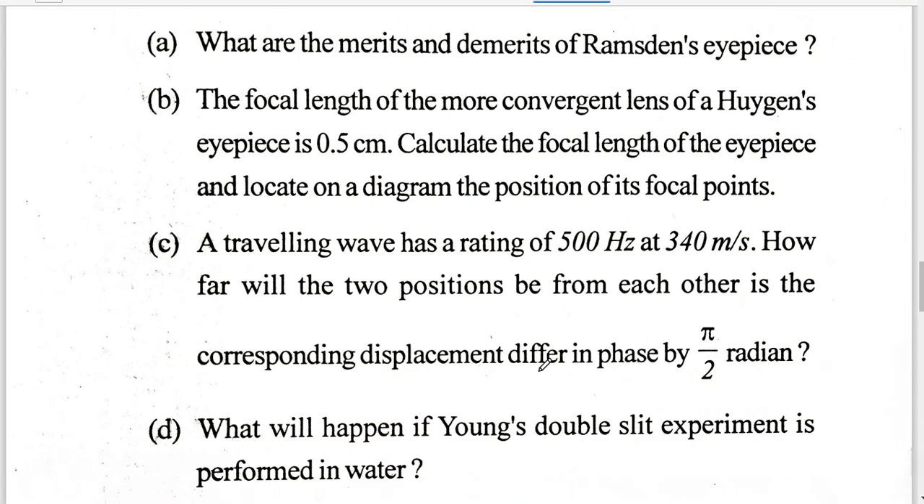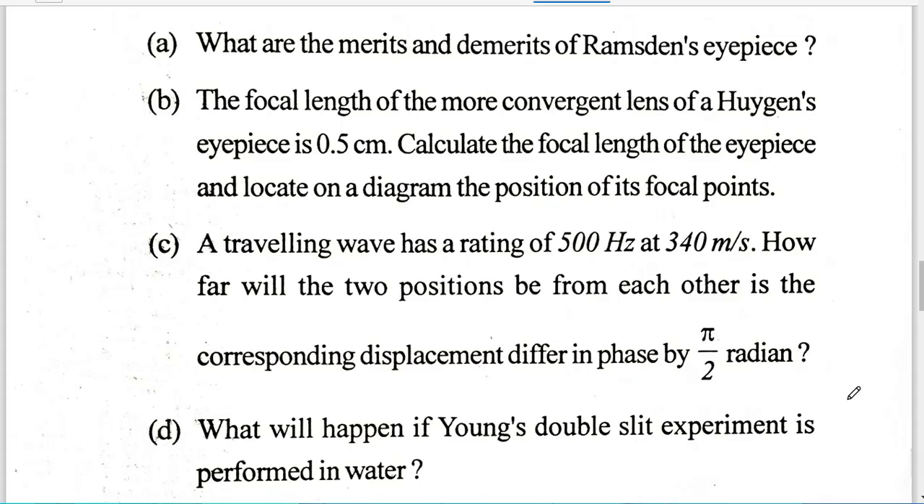What are the merits and demerits of the Ramsden eyepiece? You have to remember the merits and demerits of the Ramsden eyepiece, and whether there is any spherical aberration, any chromatic aberration, or any type of distortion present. You also have to remember the merits and demerits of the Huygens eyepiece. So let's move to the next question.